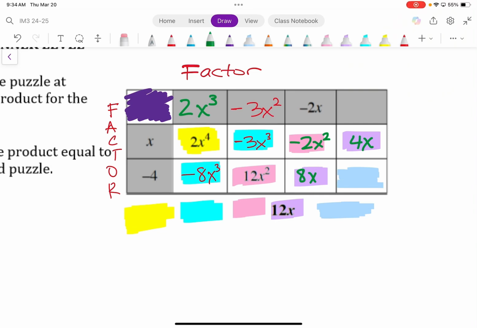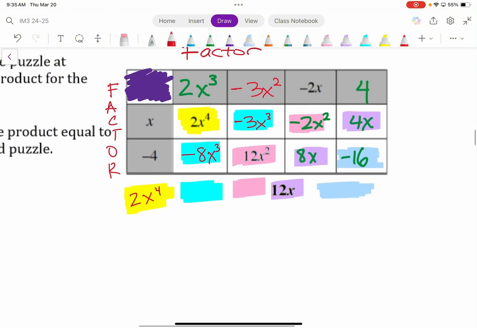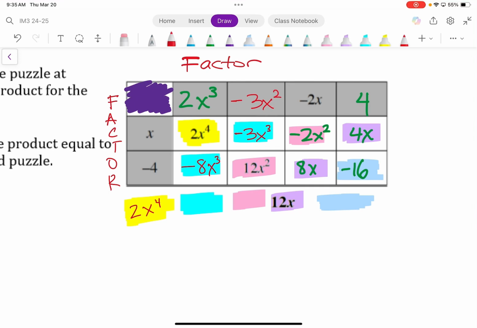So how do we get 4x in that box? Well, what do we have on top of the column then? 4. And then 4 and negative 4 is negative 16. And you filled the puzzle up. Now you just got to write it down here. So put them in the correct colors. So first we have 2x to the fourth. The first blue box is for the sum of negative 8 and negative 3, which will be negative 11, x to the third. Then we have 10x squared in the pink box, and then negative 16.